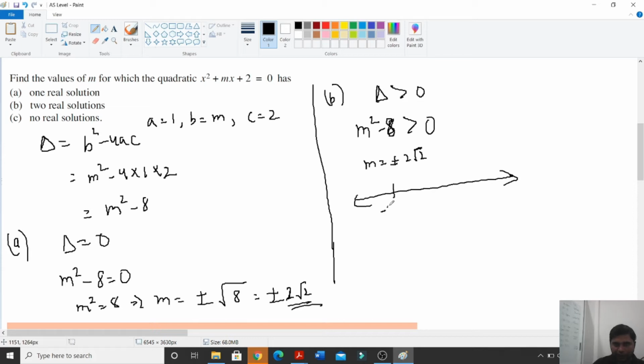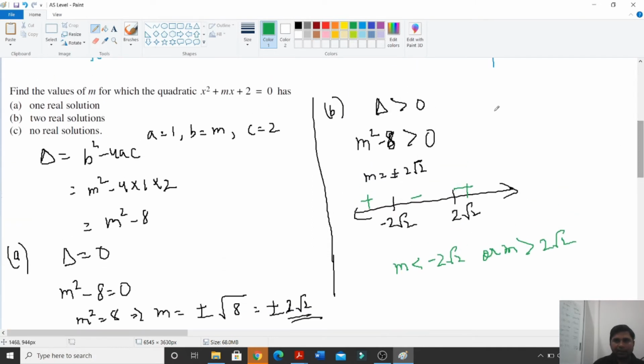So first we will put minus 2 root 2 and 2 root 2 on the number line. Then we will apply the sign change method. So we'll start from right, plus, minus and plus. As it says greater than 0, so the answer is m less than minus 2 root 2 or m greater than 2 root 2. Okay, that's the answer. It's very simple.